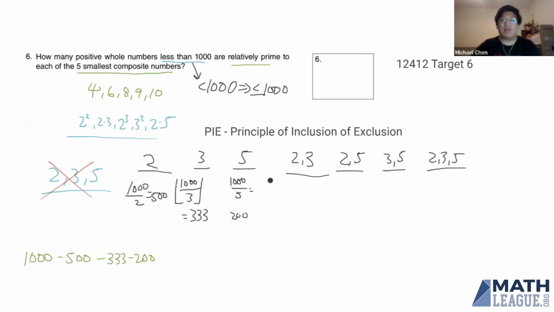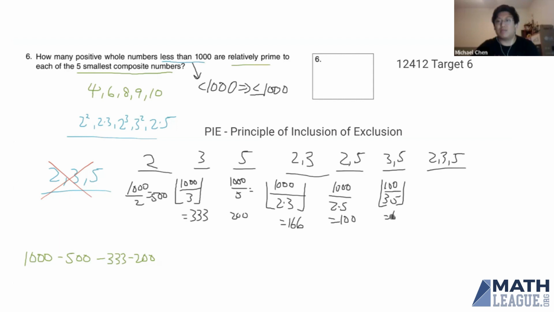So now we're going to divide 1,000 by the least common multiples of these pairs of primes. Since 2, 3, and 5 are each relatively prime to each other, because they're all distinct prime numbers, that gives us 166 multiples of 6. 1,000 over 2 times 5 is just 100. And the floor of 1,000 over 3 times 5 gives us 66. Now, we can add all of these back to our number. These are all of our double counts.